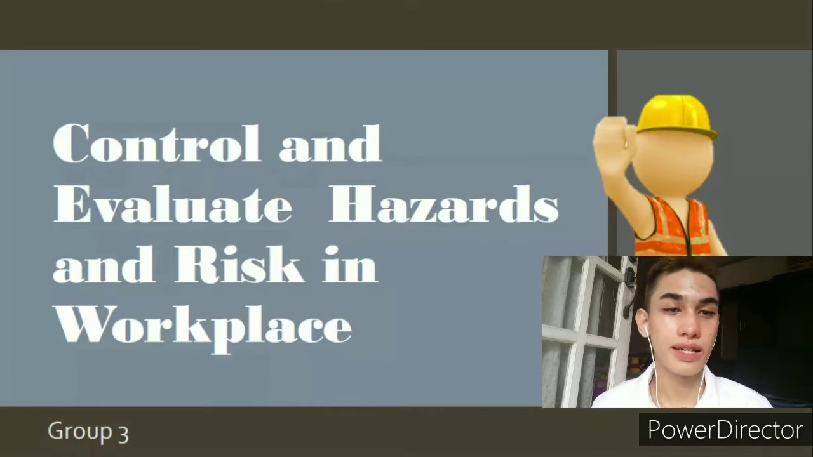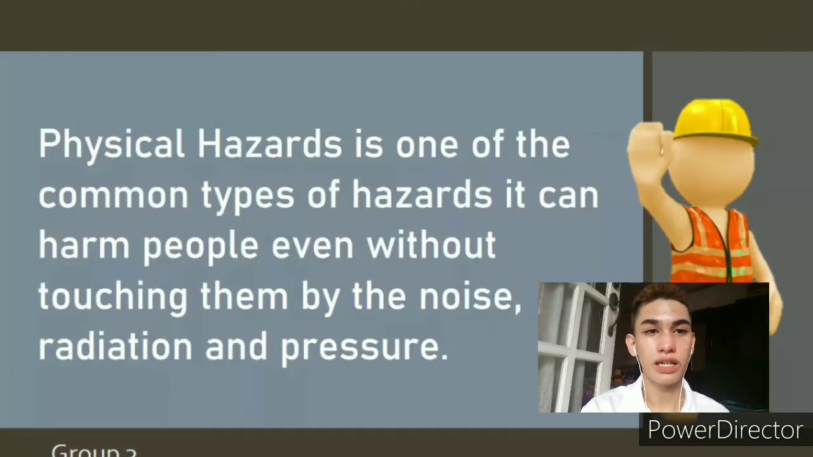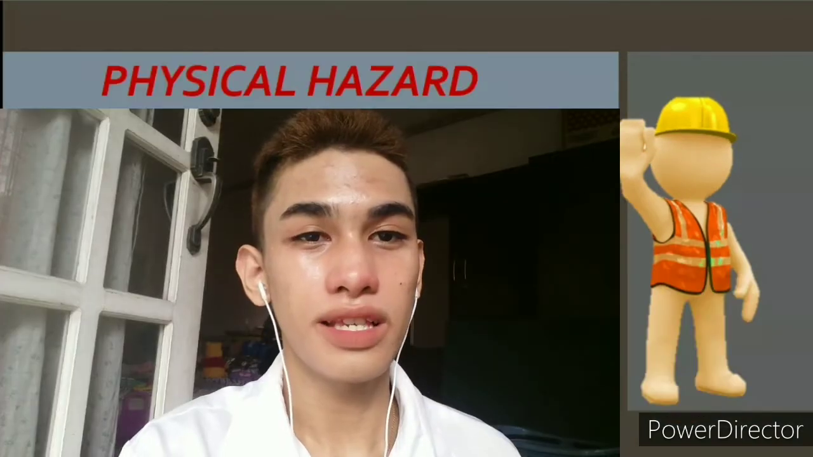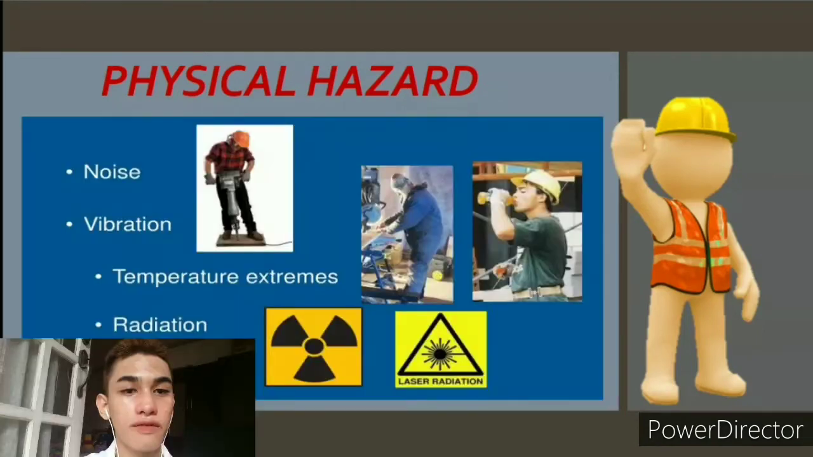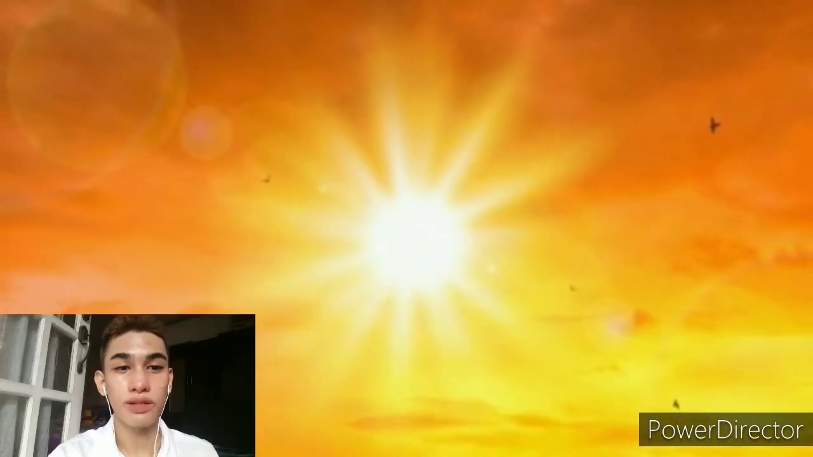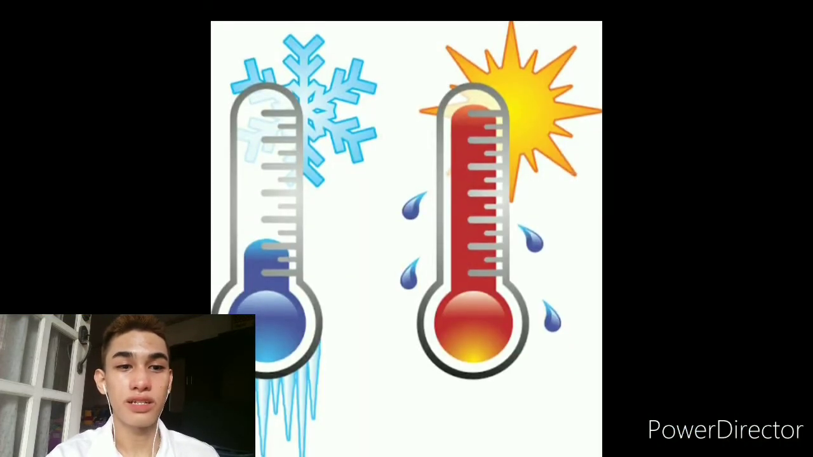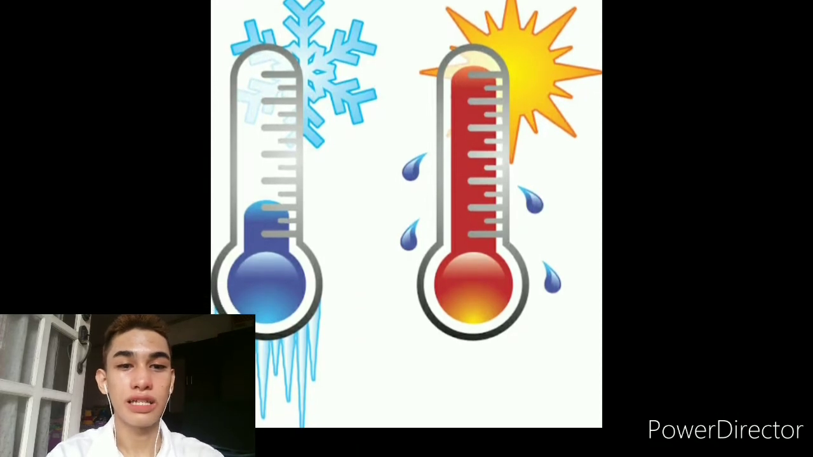Today I'm going to be discussing how to control and evaluate hazards and risks in the workplace. A physical hazard is a common type of hazard that can harm people even without touching them, or even by noise. It is a hazard that can harm the human body, like radiation, including ionizing or non-ionizing microwaves and radio waves. Other examples are high exposure to sunlight or ultraviolet rays, extreme temperatures such as hot and cold, and constant loud noise.